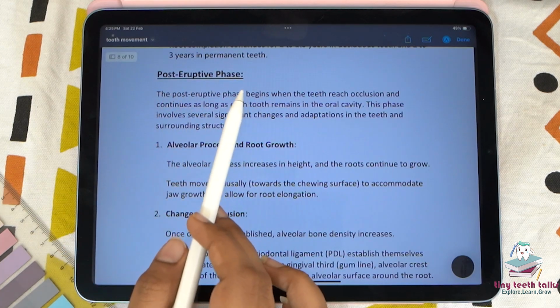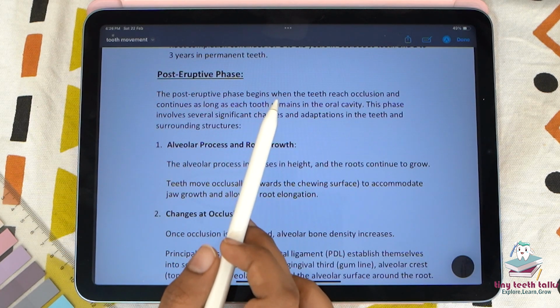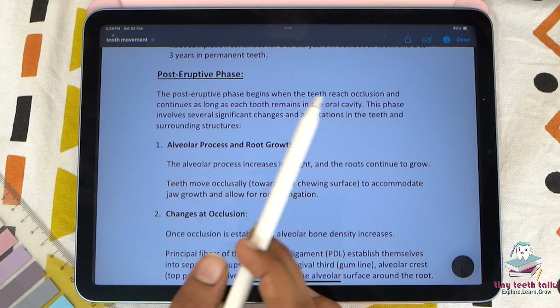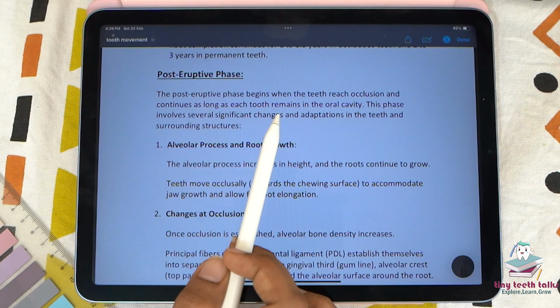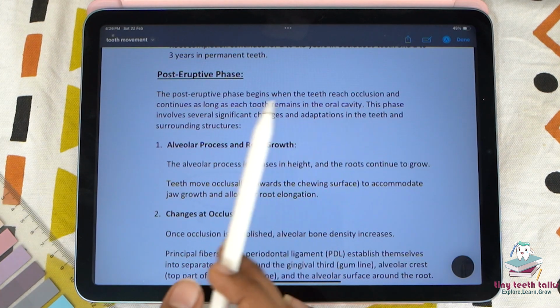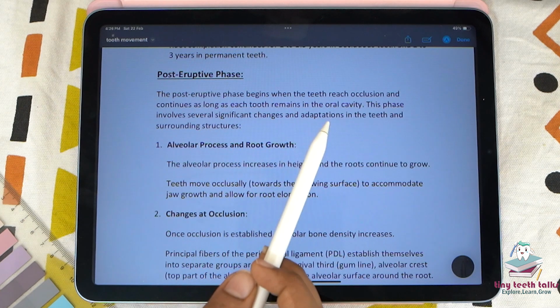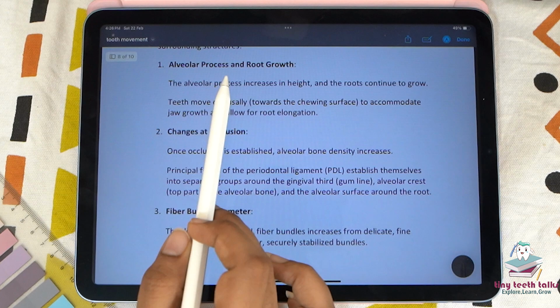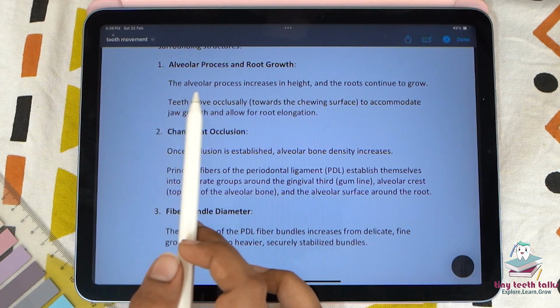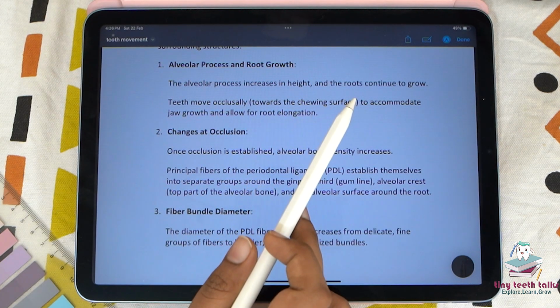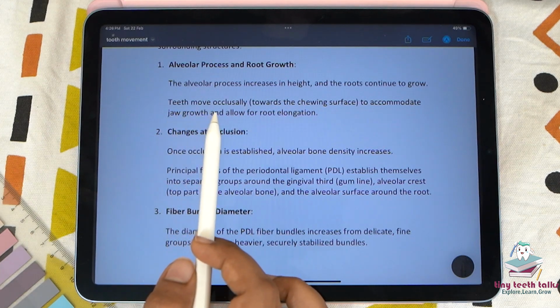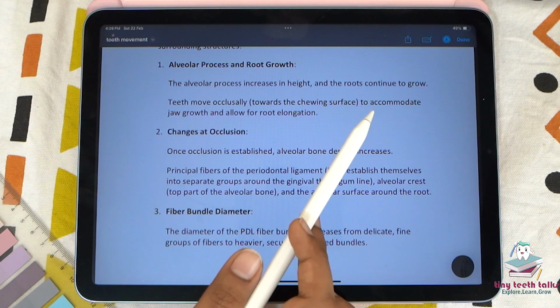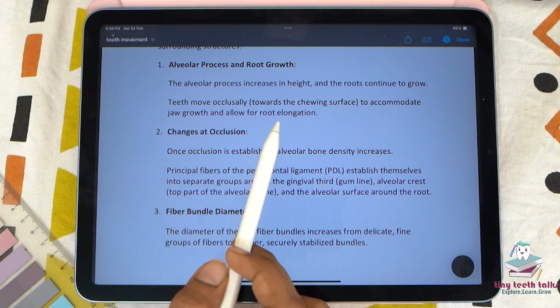Then coming to the post-eruptive phase. This phase begins when the teeth reach occlusion and continues as long as each tooth remains in the oral cavity, and this phase involves several significant changes and adaptations in the teeth and surrounding structures. The first change is alveolar process and root growth. The alveolar process increases in height and the root continues to grow. Teeth move occlusally towards the chewing surface to accommodate the jaw growth and allow for the root elongation.